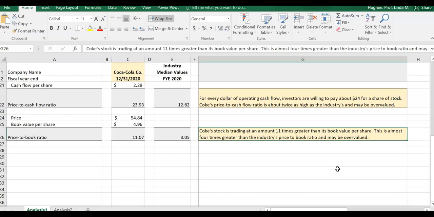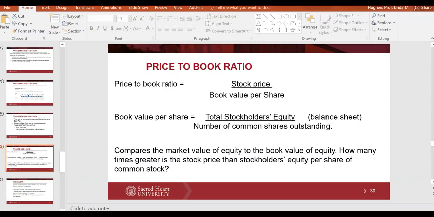Again, this is just a very rudimentary analysis. Please do not make any investing decisions based on this video, or do not hold me accountable if you do and it does not work out in your favor.